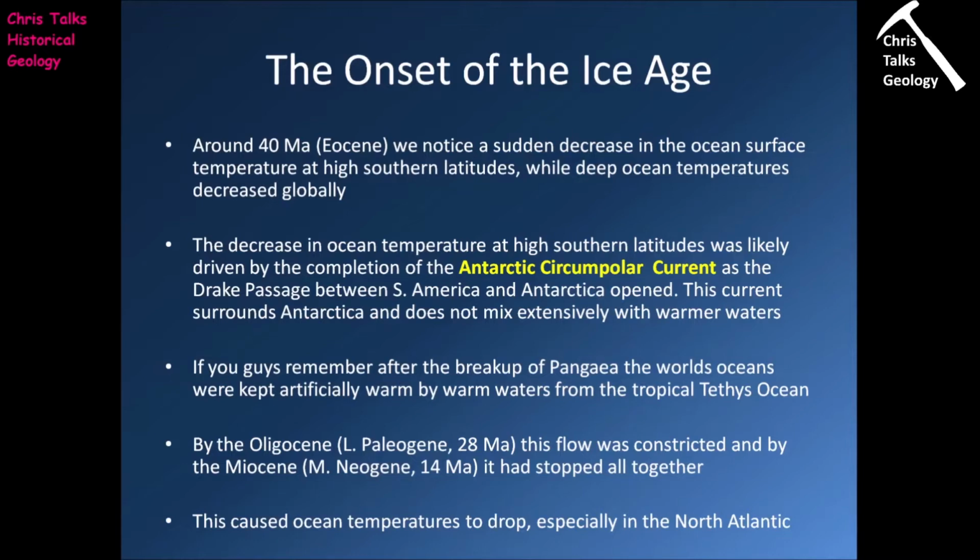So this begins to form as the Drake Passageway opens up between South America and Antarctica, and so this means essentially Antarctica is now completely isolated and the seawater can circulate freely along its coast. Now, the formation of the Antarctic circumpolar current essentially surrounds Antarctica with a band of water which is constantly circulating around. This water tends to be quite cold and it doesn't mix extensively with warmer waters to the north.